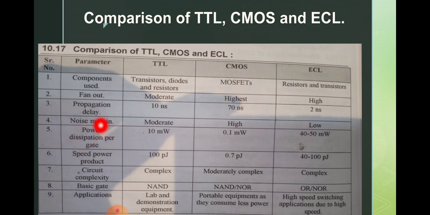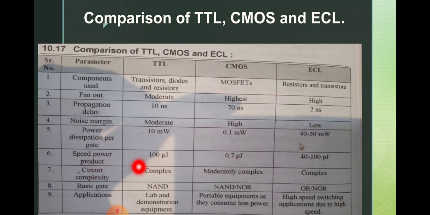Next is power dissipation per gate. I just explained what power dissipation means. Power dissipation is the power utilized by the gate. So in TTL, power dissipation is 10 milliwatt, in CMOS it is 0.1 milliwatt, and in ECL it is 40 to 50 milliwatt. Speed power product is given by these three. Then circuit complexity: TTL is complex, CMOS is moderately complex, and ECL is complex. Next, basic gates.